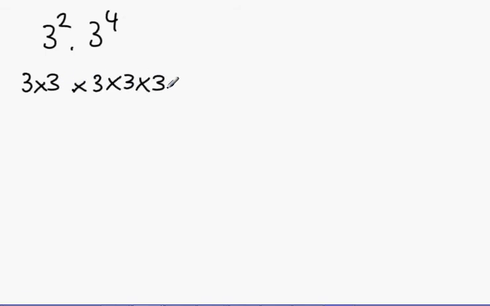Some basic rules. I'll start at the very beginning, okay? The very beginning is 3 squared multiplied by 3 to the power of 4. That basically means 3 multiplied by 3, and then you're going to multiply it by 4 3's. And what we get here is 6 3's in total. That's why it's 3 to the power of 6.